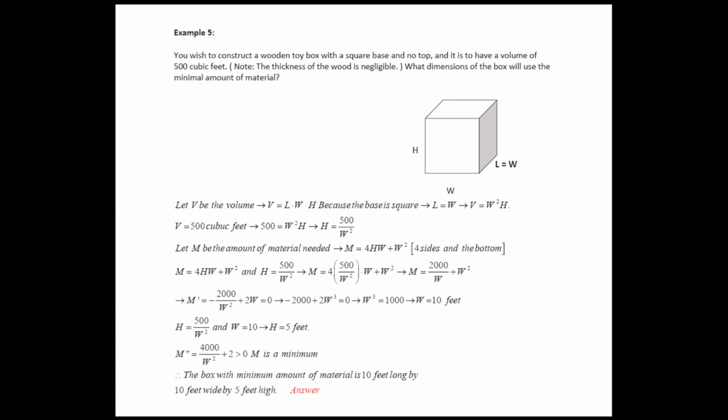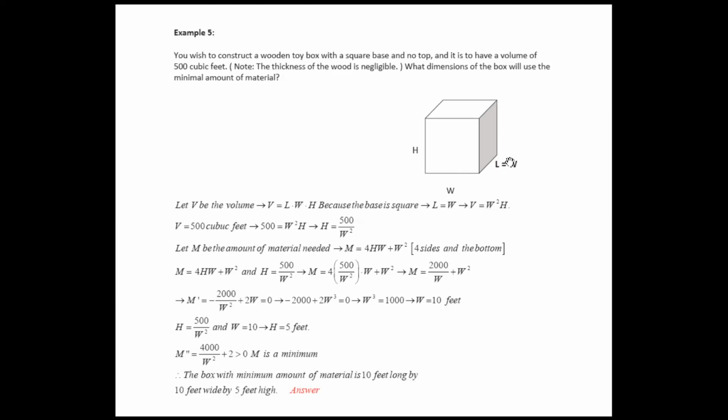Question is, what dimensions of the box will use the minimal amount of material? Up to now, we've had problems looking for the maximum, largest, and now we're looking for the smallest. Now, before we write our equation, let's take into consideration what is volume. Length times width times height. So that's what we have for our box. Length times the height of the box, the width of the box, and the length of the box, if you will, or depth.